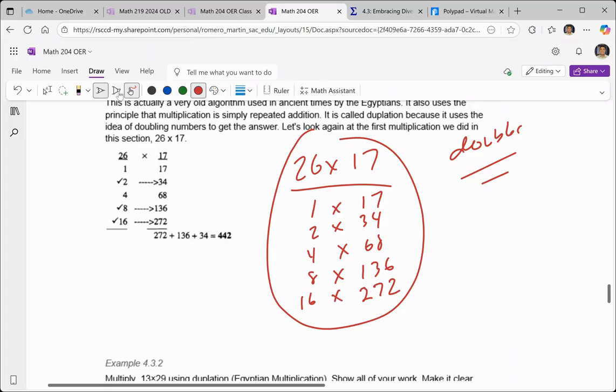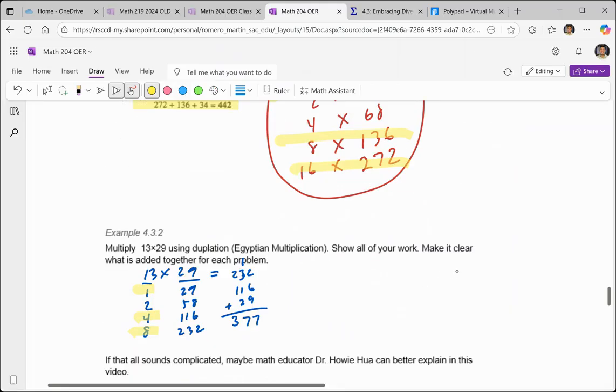So with that in mind, I need 26 17 times. Oh, sorry, let's redo that. I need 17 26 times. So that's where I would get the 16, the 8, and then the 2. There we go. And so that's where we get this sum here. Then we can just add up 34, 136, 272. It's just another way to think about it.